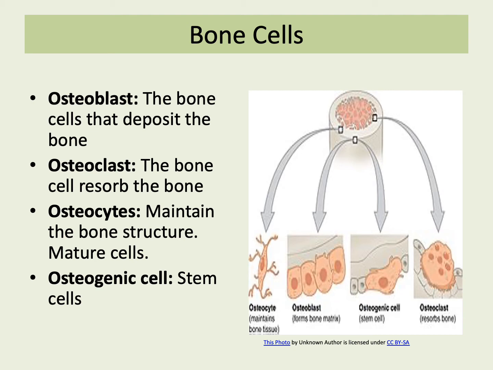Osteocytes, however, are trapped in the lacunae. They are the mature bone cells. They maintain the bone structure. Osteogenic cells are the stem cells. So they are the ones that can divide and become the bone cells.